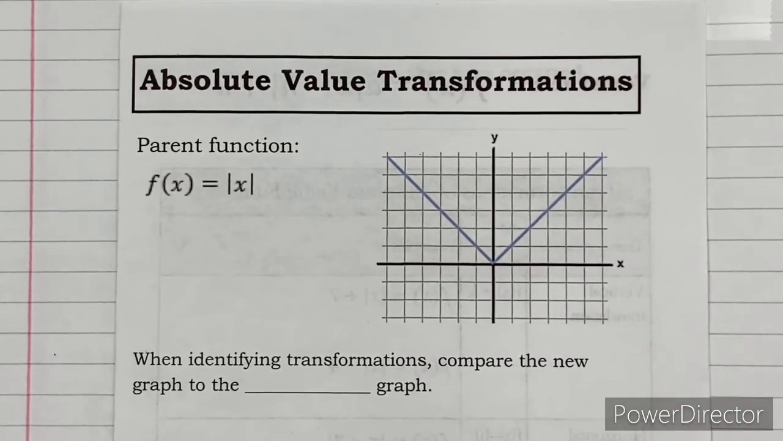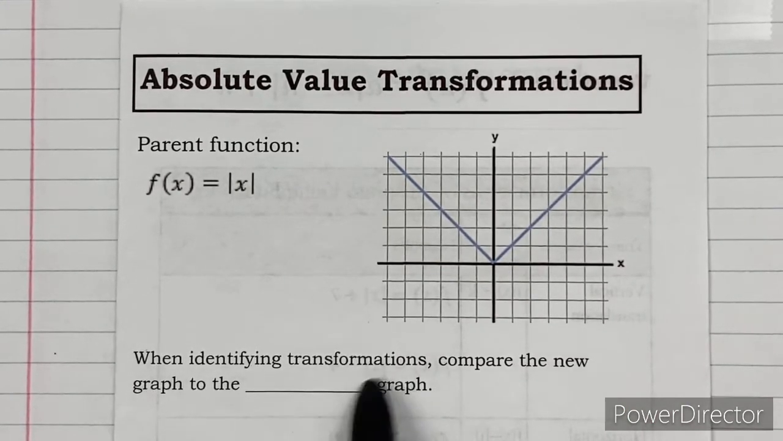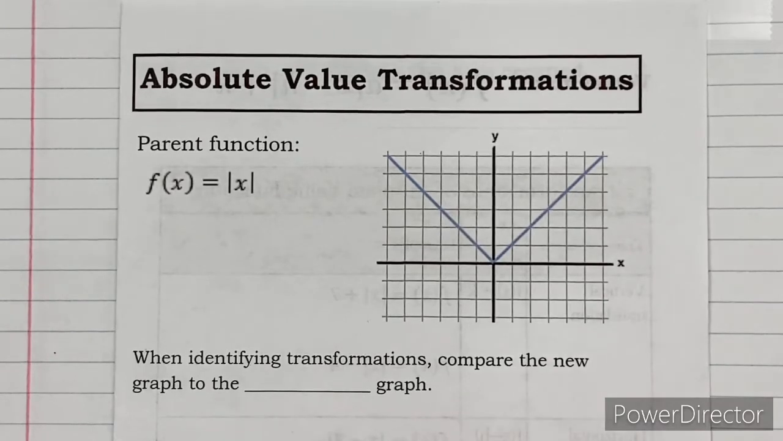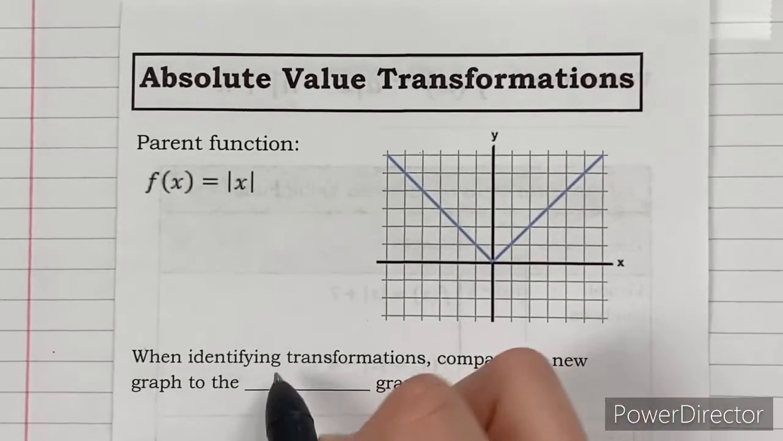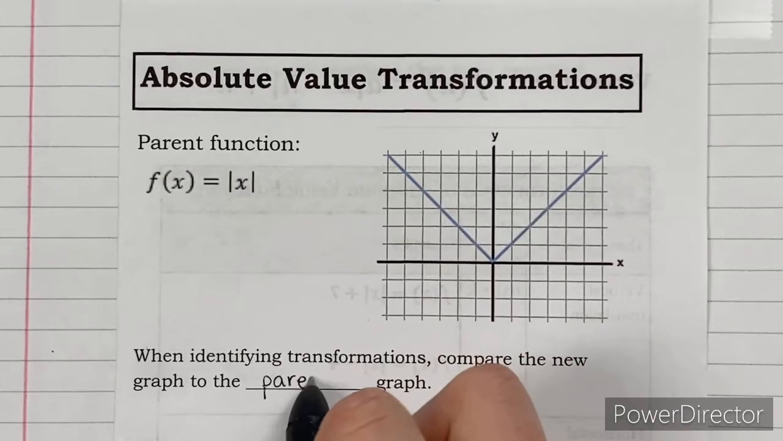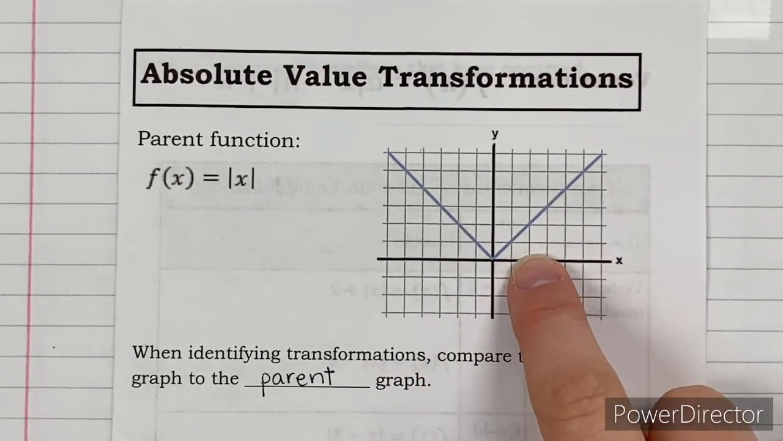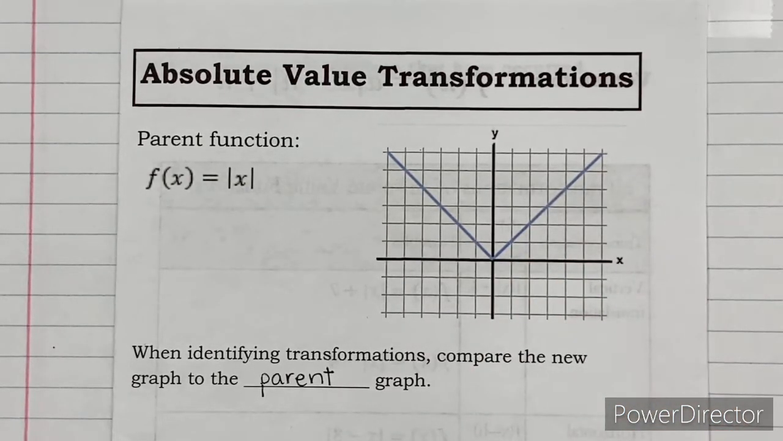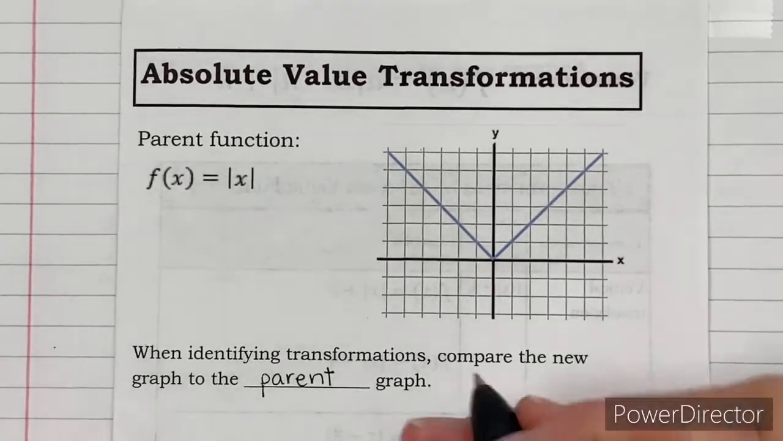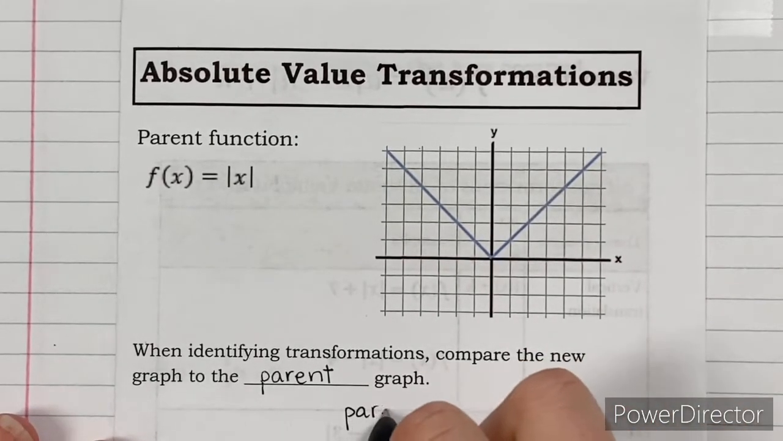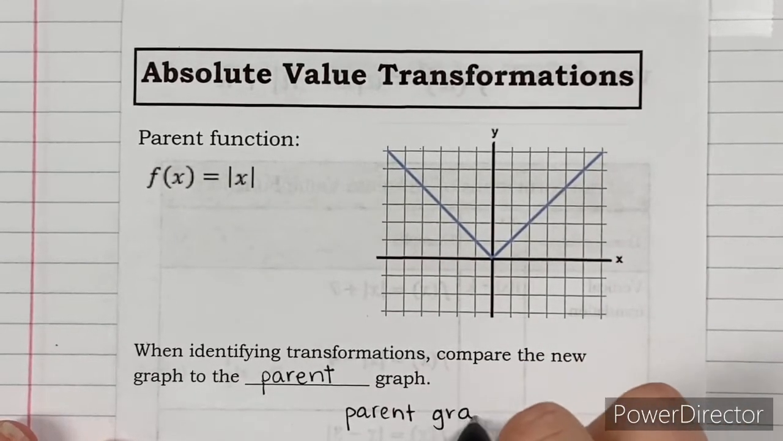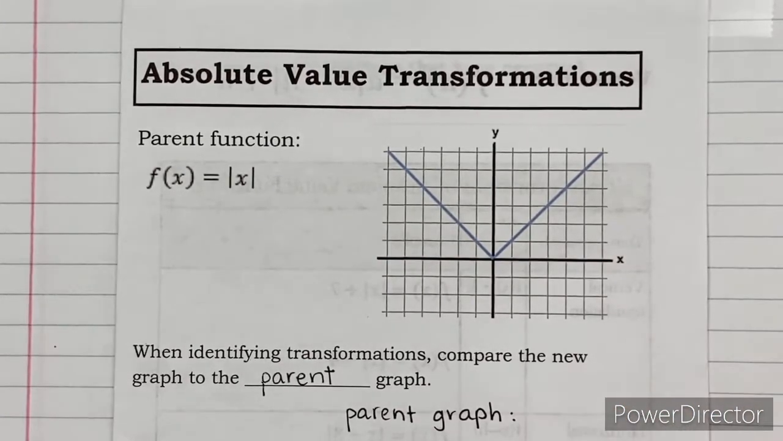So with that being said, when we are identifying transformations, we need to compare the new graph, which is the one that you would be looking at, to the parent graph. So the parent graph is this one right here. It's the original. Okay. There are two things that we need to talk about the parent graph before we actually start identifying transformations. So the parent graph, here are a few things about it.